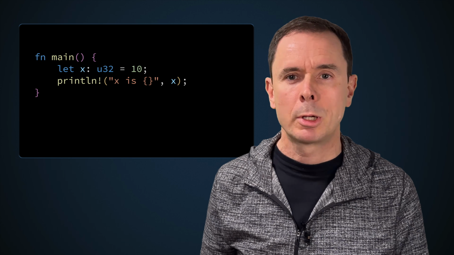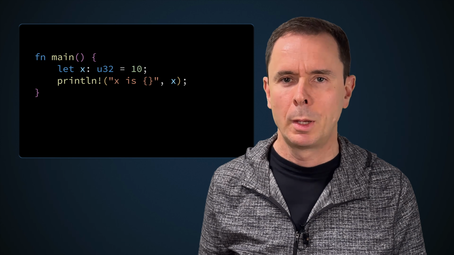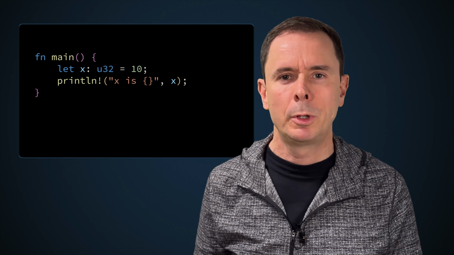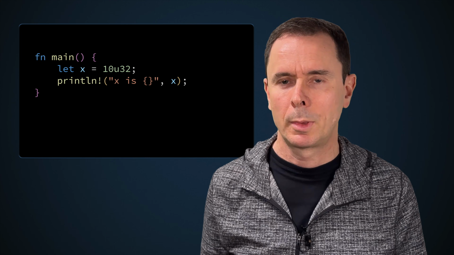In this case, we're explicitly declaring the type of x to be u32. We don't have to specify the type, we can instead let it be inferred by the compiler. This syntax 10u32 probably looks a bit unusual. It's the literal value 10 with the explicit type u32 specified in the literal. I'm assigning that value to x, so the compiler infers that x must have the type u32.